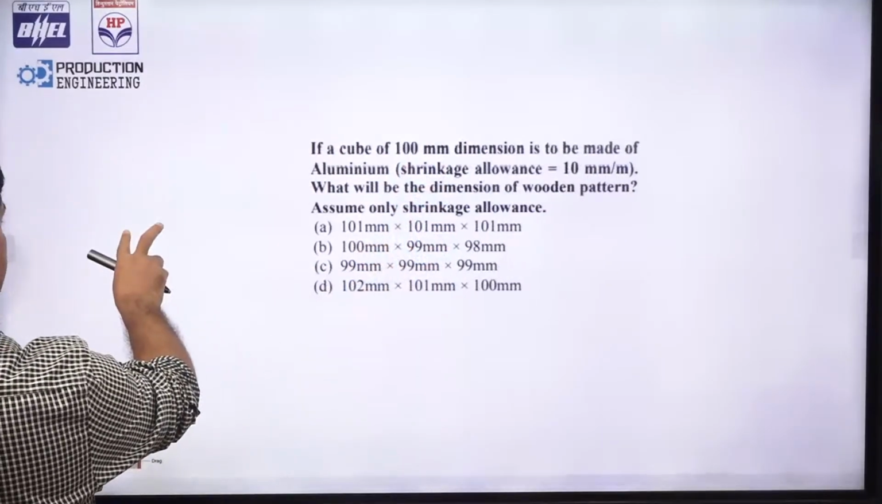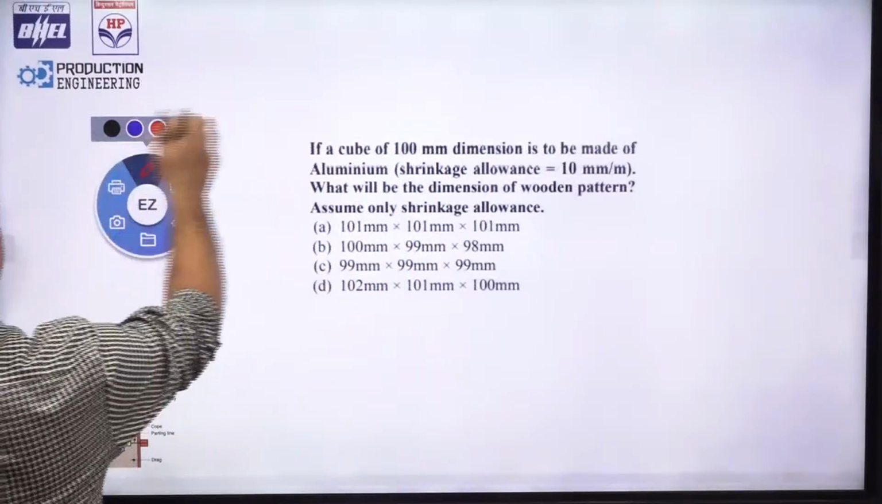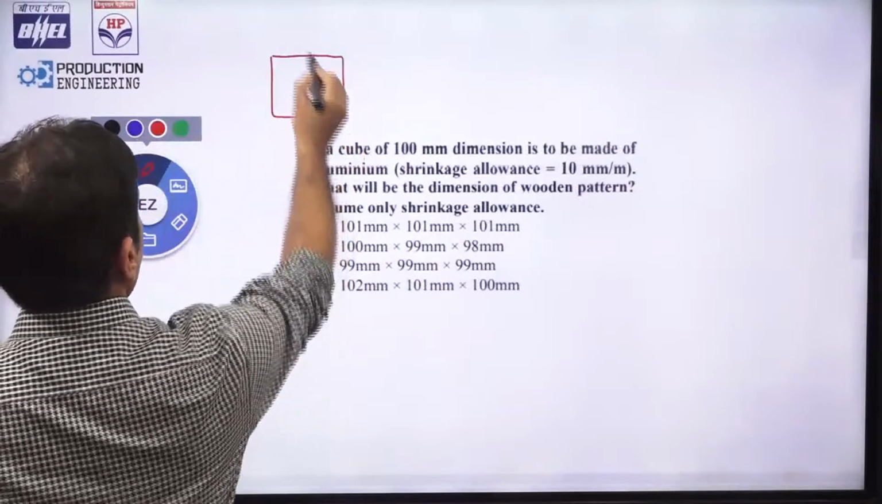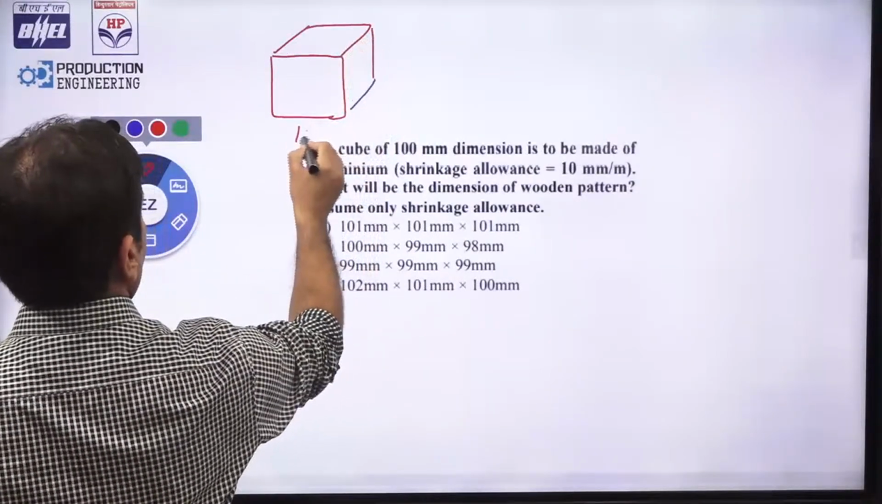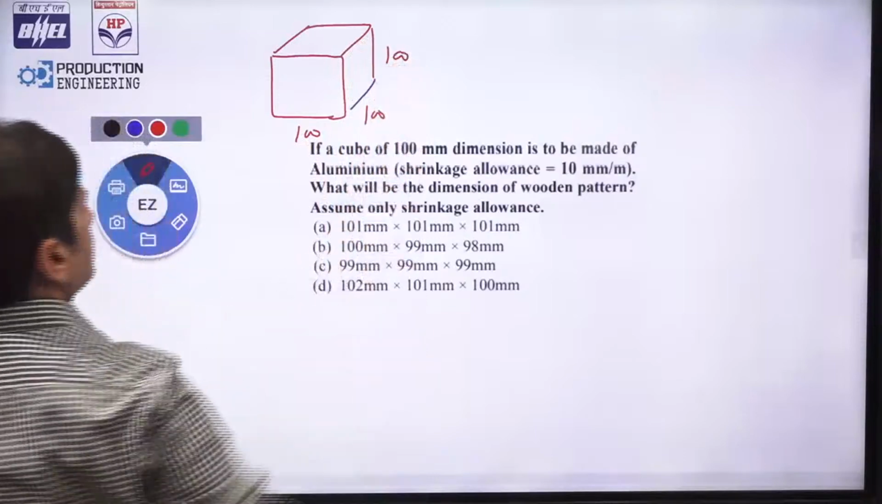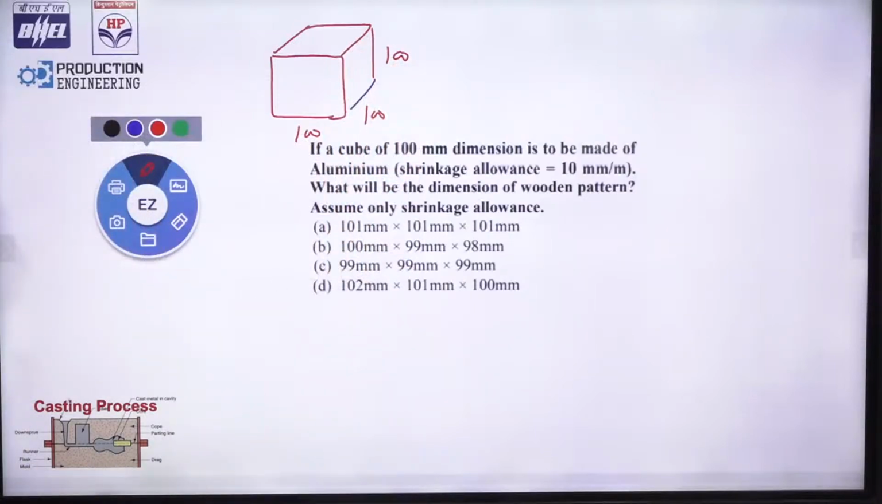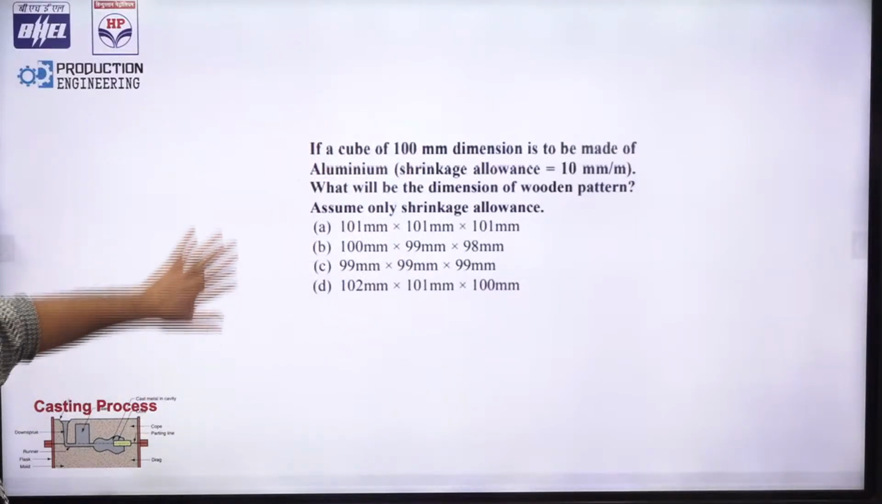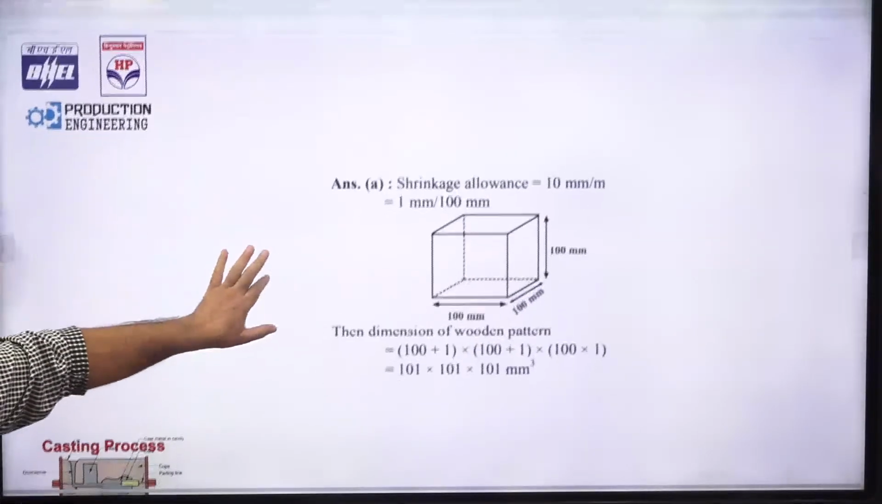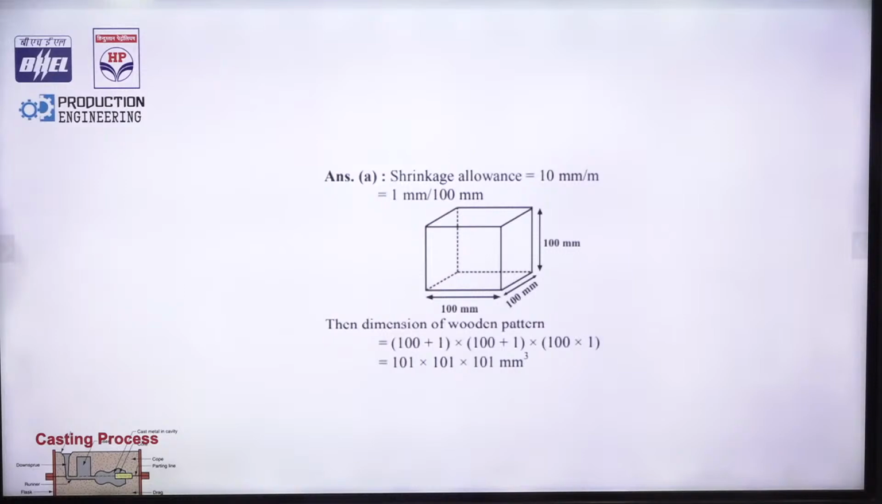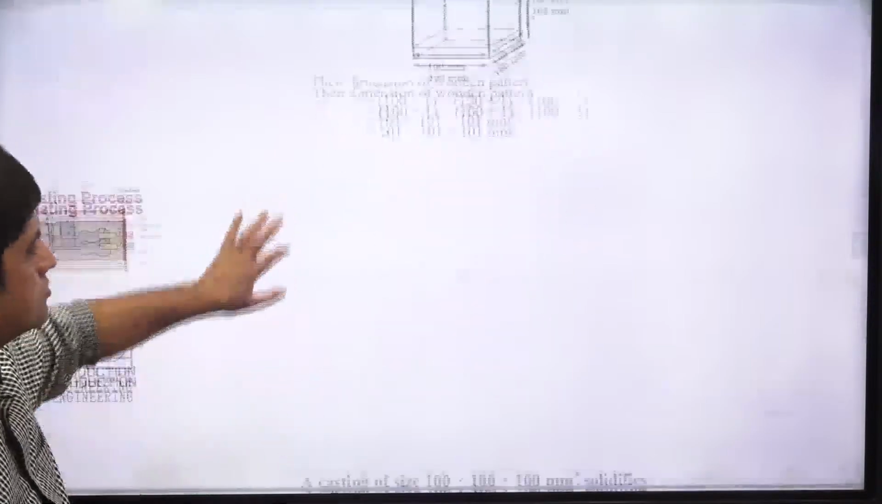Since it is a cube, the shrinkage will be the same on all three sides. Each size is 100, 100, 100, right? And 1 millimeter will be shrinkage. So obviously we have to make a pattern of size 1 more than this, 101 into 101 into 101. That is the thing which we have to make. There can be positive shrinkage, there can be negative shrinkage. You have to be very clear which shrinkage you are talking about, positive or negative.